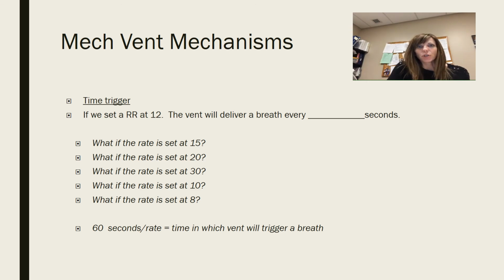The next example is 30. 60 divided by 30 is 2. That means that every 2 seconds, the ventilator will trigger a breath. And then you can figure 10 and 8. Hopefully that makes sense too.